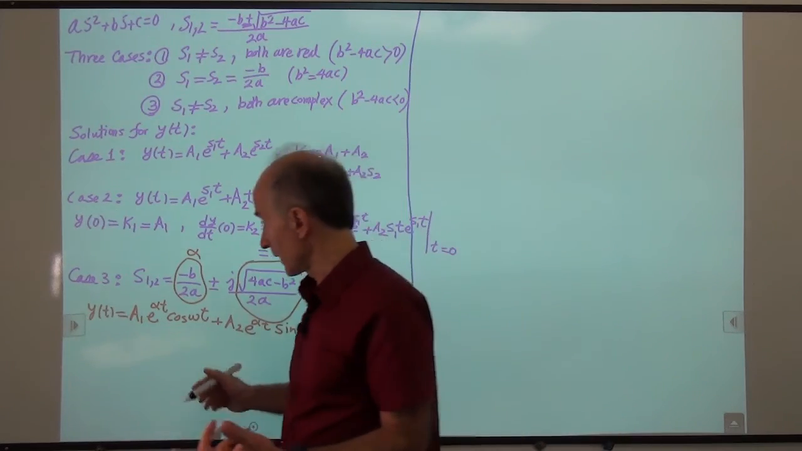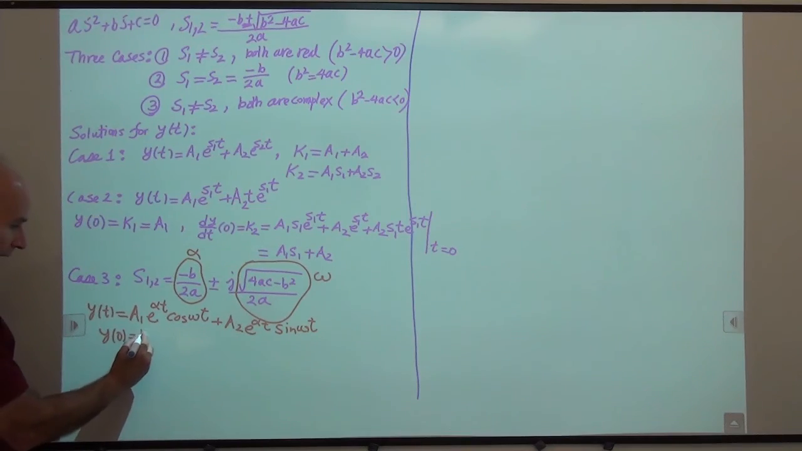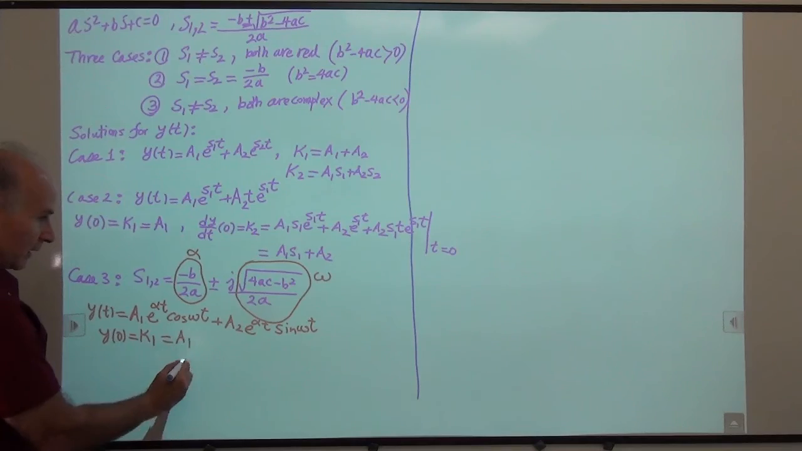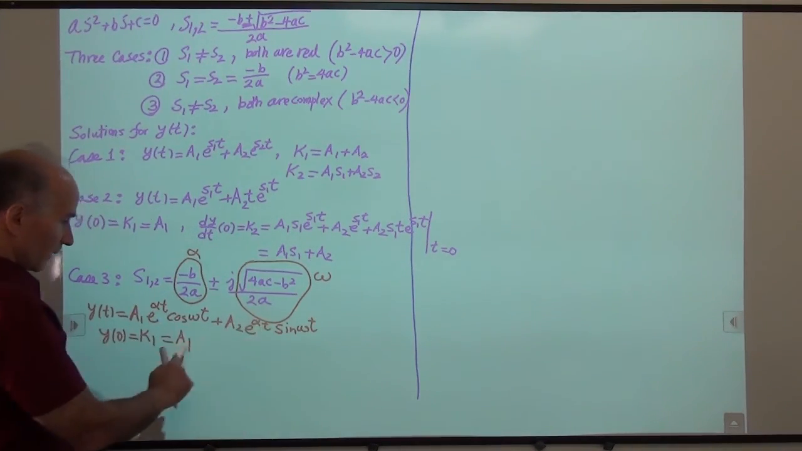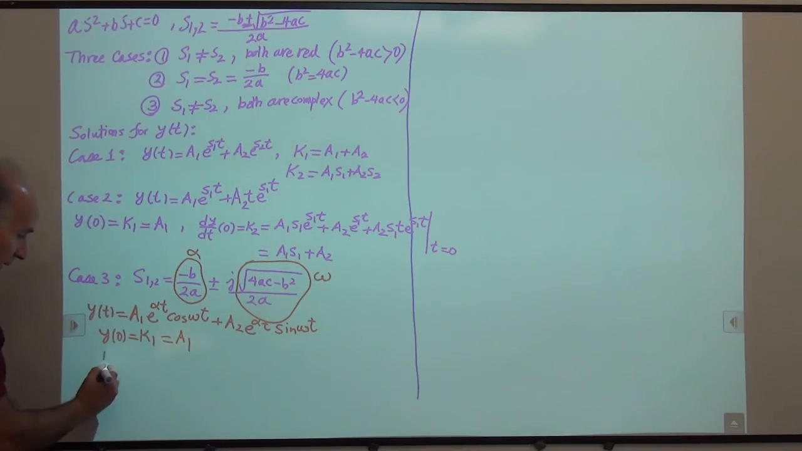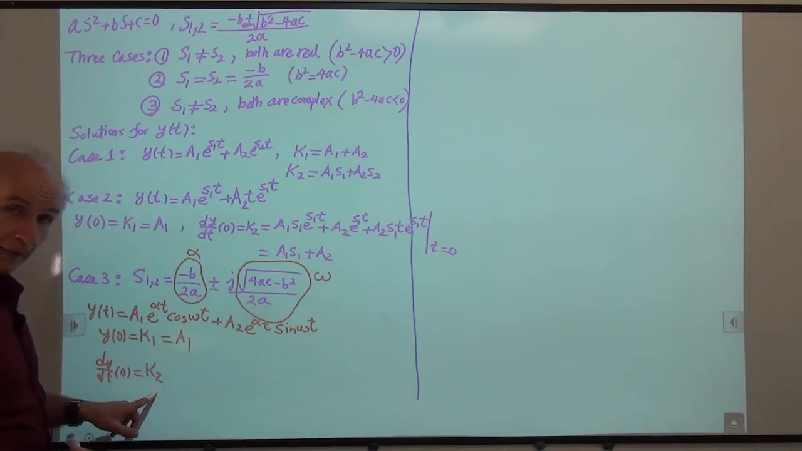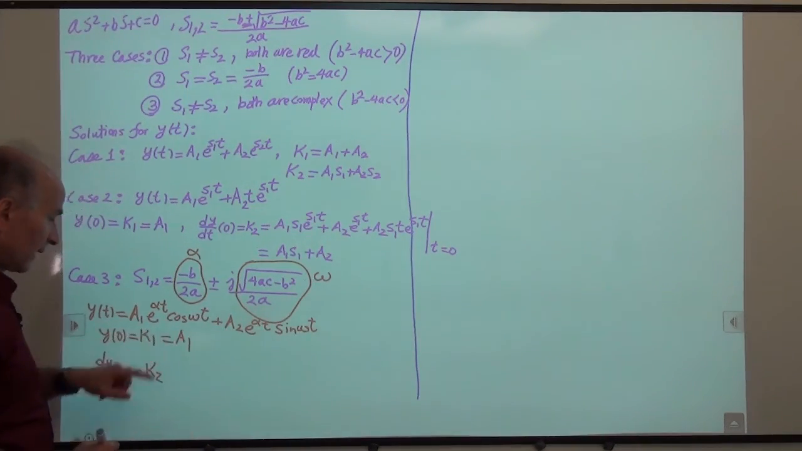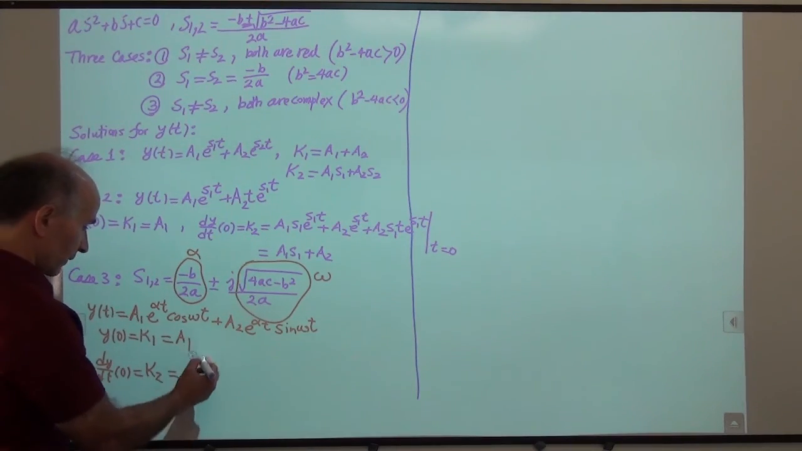A1 and A2 can be found. How do we find them? Same thing as before. So we say y of 0 is equal to K1, and that happens to be how much? A1. That's it. At time 0, this is 1, this is 1, this is 0. So that's just that. And then dy over dt at time 0 is equal to K2. And we know how to do that, right? We just take the derivative of this whole thing and set it equal to K2. So I'll leave that as an exercise for you.